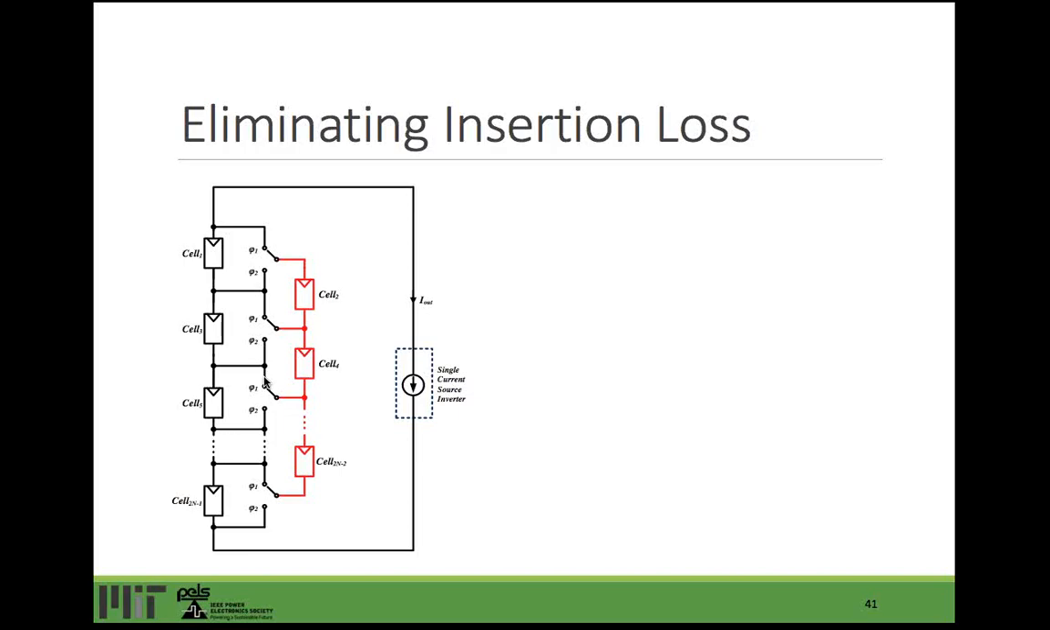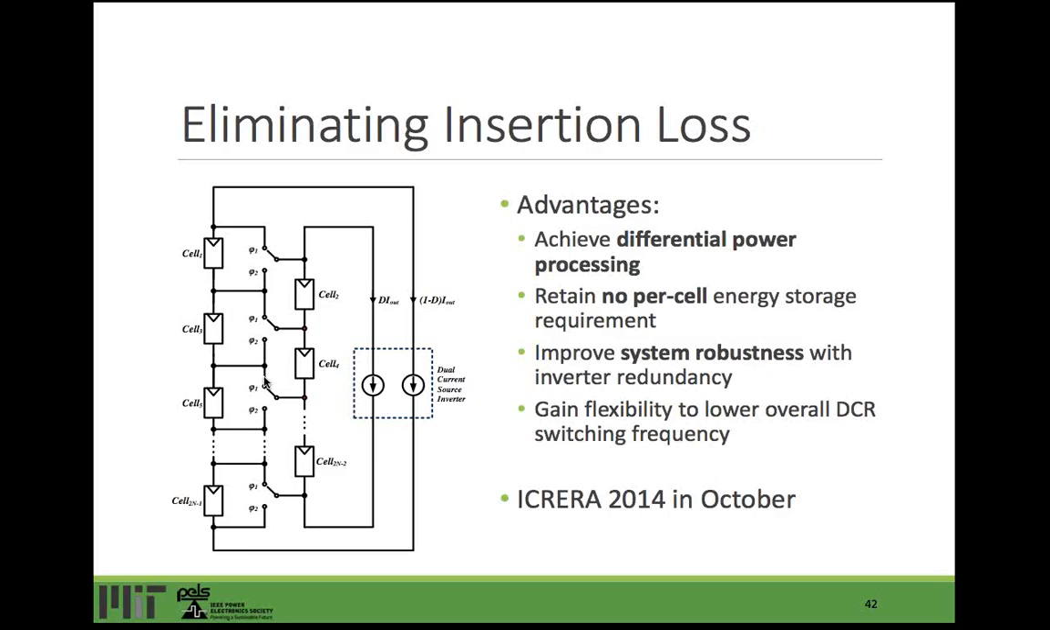We'll actually cover this in more detail at the conference next month. The advantage of such an approach is, one, we achieve differential power processing, and at the same time, we still don't require any per cell energy storage components. We can also potentially improve system robustness with inverter redundancy. And perhaps most importantly, now that we're not limited by the common mode conversion efficiency, we have the flexibility to lower the overall DCR switching frequency.